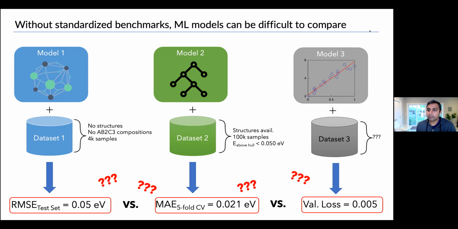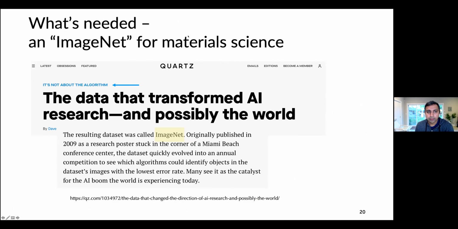And then they also report the errors in different ways. So one model might use an RMSE error, one might use a mean absolute error, another one might use some kind of a validation loss. So it's very difficult to know which of these models is really performing better, and how do you do an apples to apples comparison. So in our opinion, what's needed is something like an ImageNet for material science.